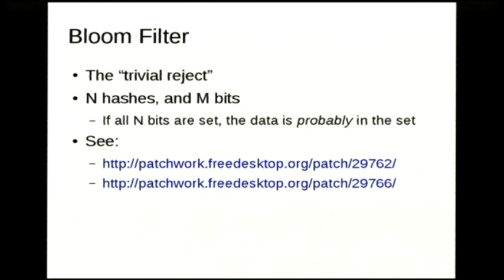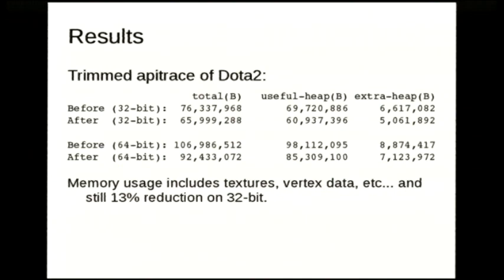So the results out of the whole thing, for both 32 and 64-bit on the Dota 2 trace: it started off with about 67 megabytes running on 32-bit and about 106 megabytes on 64, and after it was 65 and 92. Running that trace, which included the textures, the vertex models, and everything else involved, we cut 13% of the whole thing just by reducing the memory usage of the compiler. So it was pretty significant.